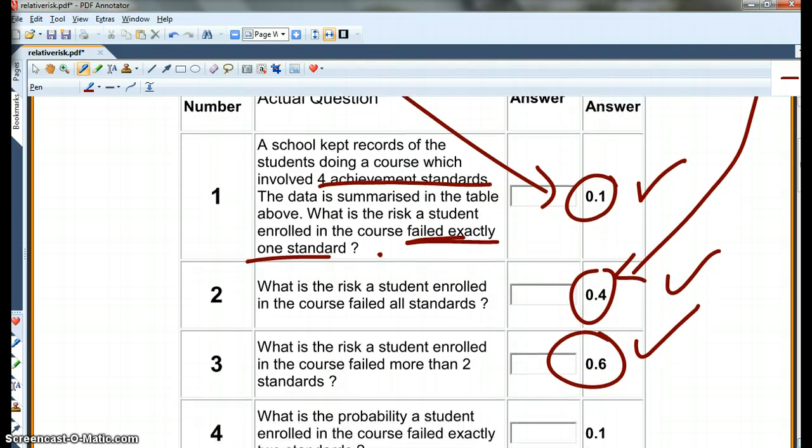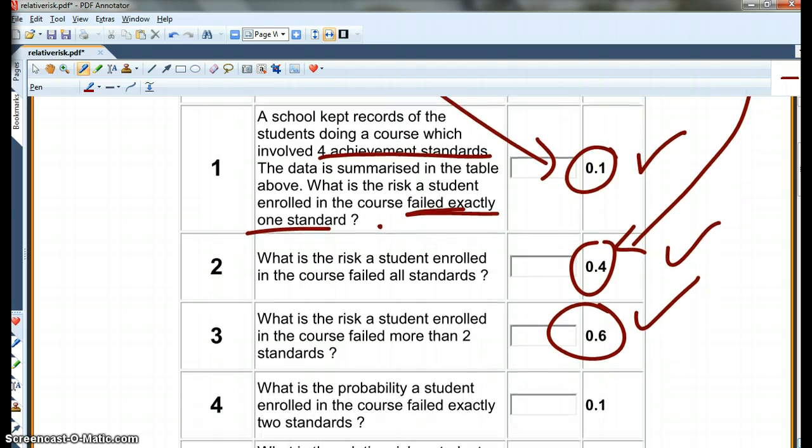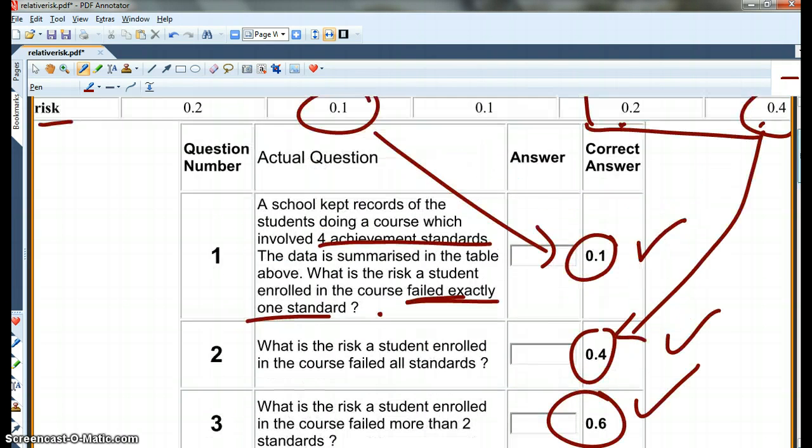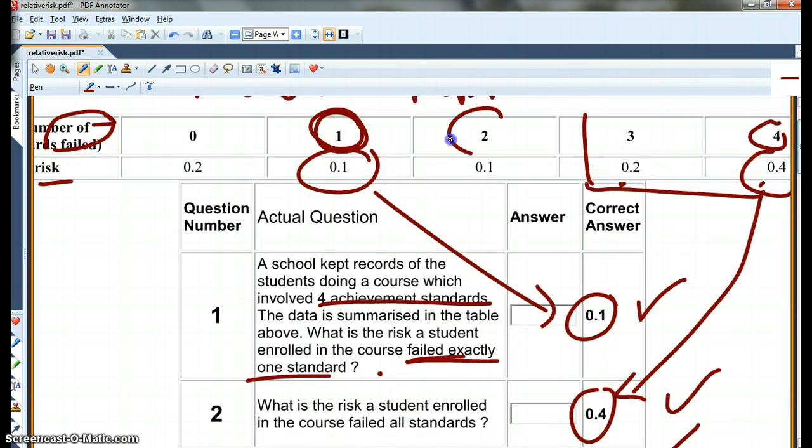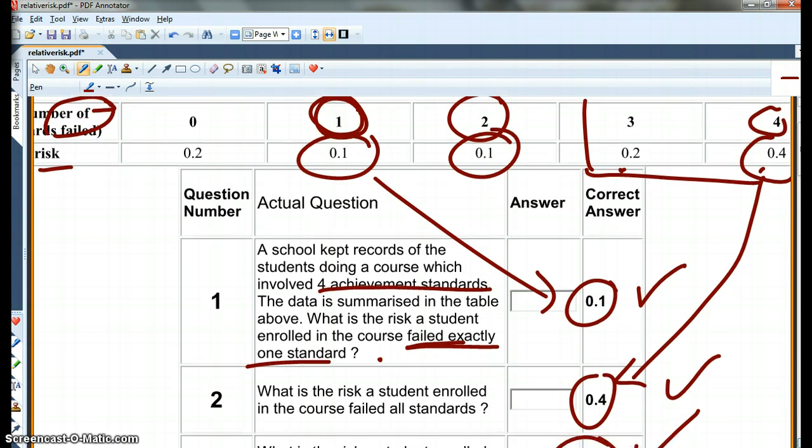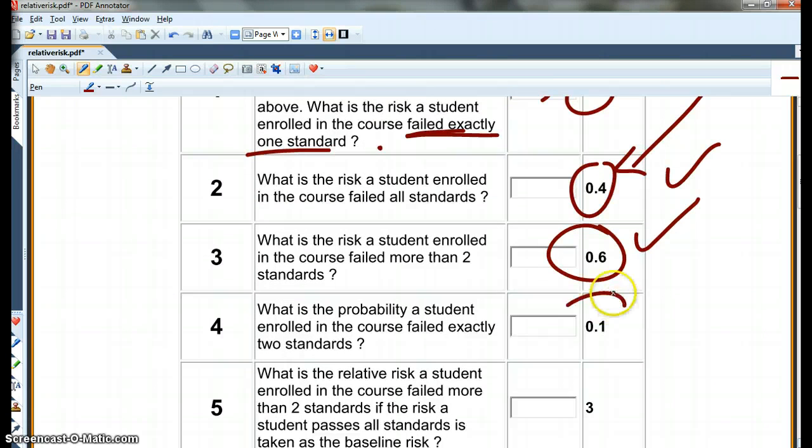The next one, what's the probability a student enrolled in the course failed exactly 2 standards? So we're looking at exactly 2 standards, which is 0.1. So that's where that 0.1 comes from. Now we get to relative risk.